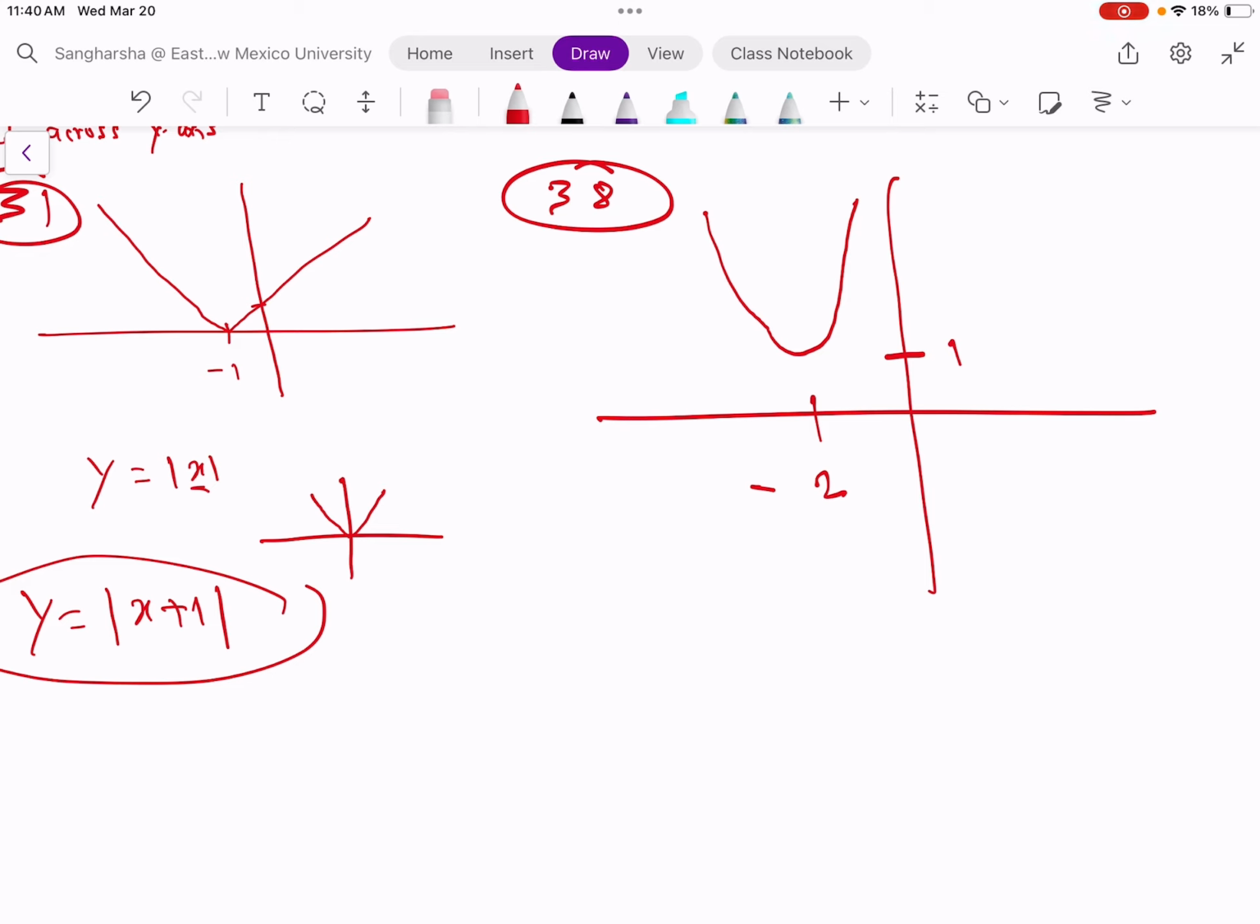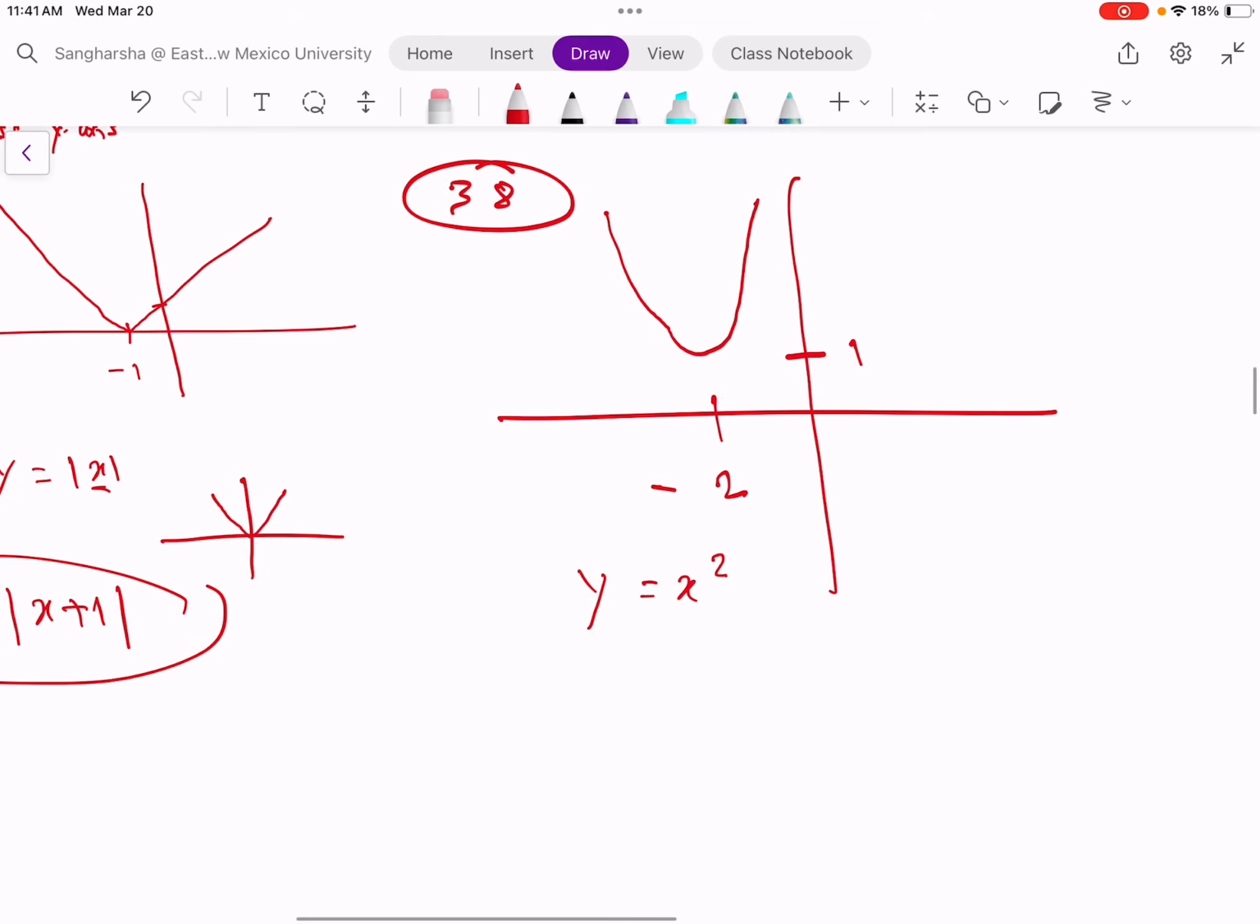Now from this graph, what can you say about the type of function? What type of function are we going to have here? Square root or a square? Square. Okay, so our basic function is y equals x squared, so we're going to start from here, and this is the graph for the basic function.